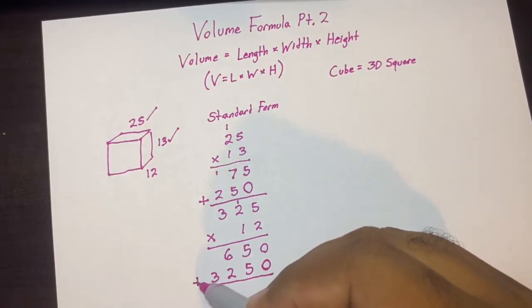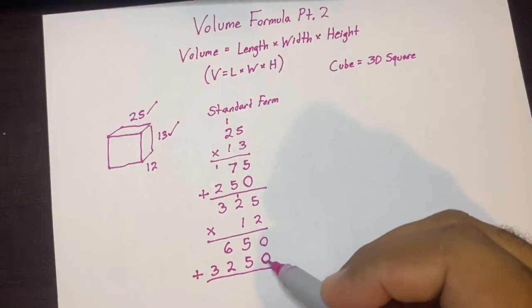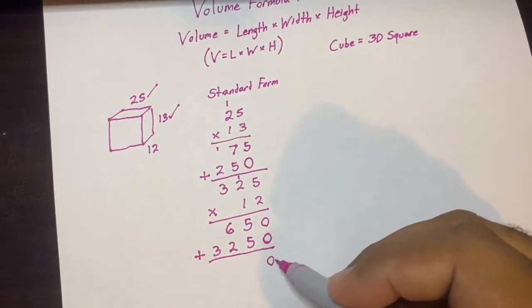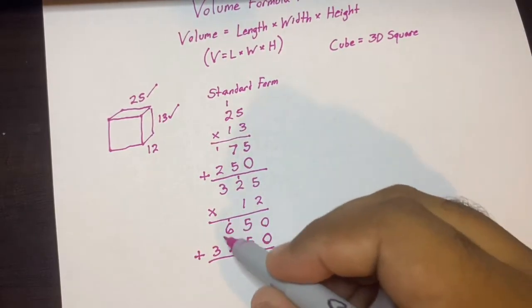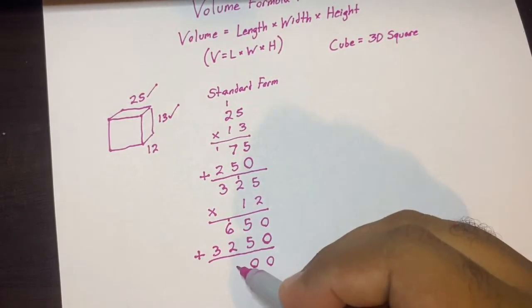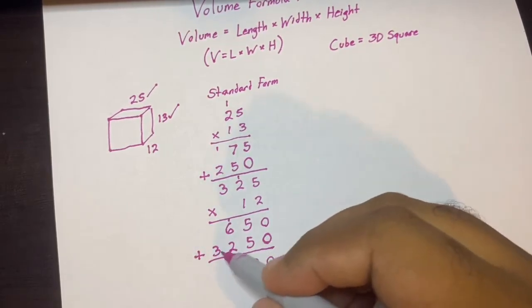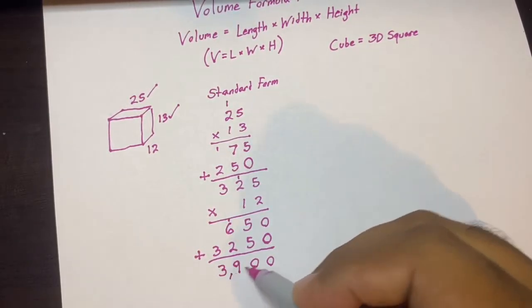We're simply going to add. So 0 plus 0 is 0. 5 plus 5 is 10. 0 goes here, carry the 1. 6 plus 2 is 8, plus the 1 is 9. And then nothing plus 3 is 3. This is our answer.